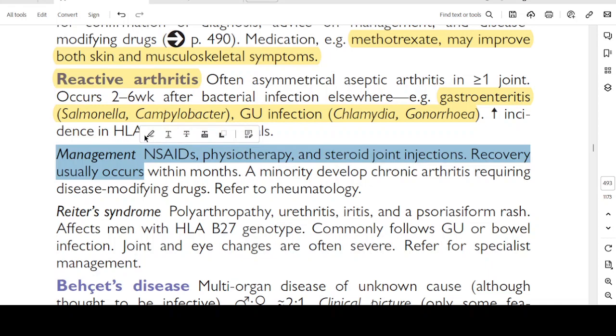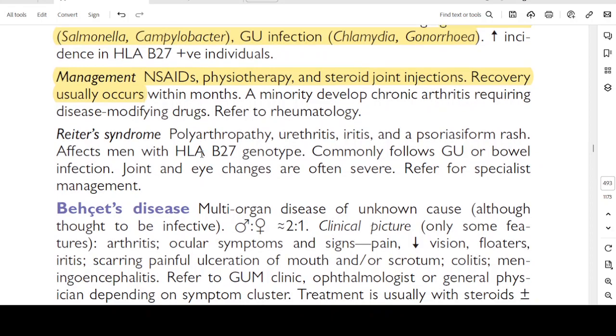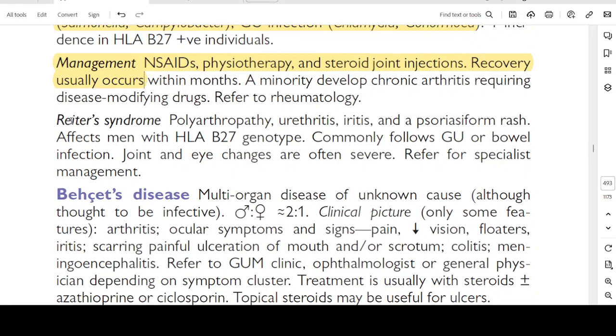Management: NSAIDs, physiotherapy, steroid joint injections. Recovery usually occurs within months. A minority develop chronic arthritis requiring DMARDs. Refer to rheumatology. Reiter's syndrome: polyarthropathy, urethritis, iritis, psoriasiform rash.